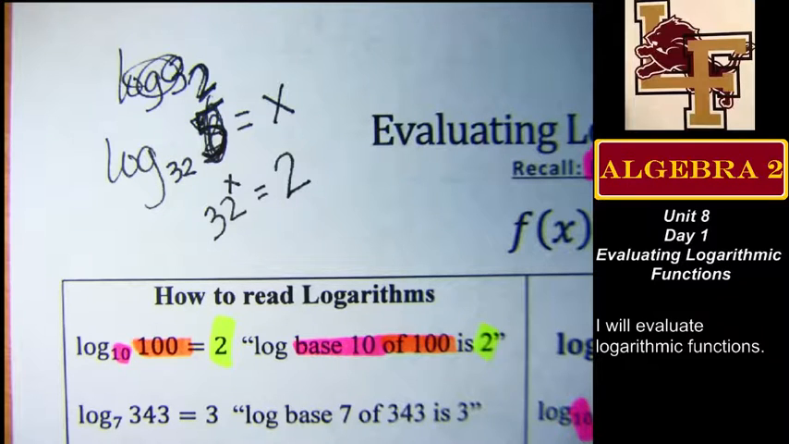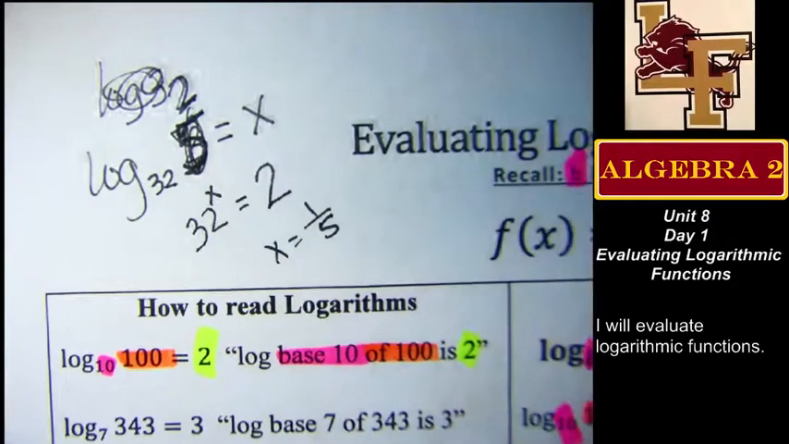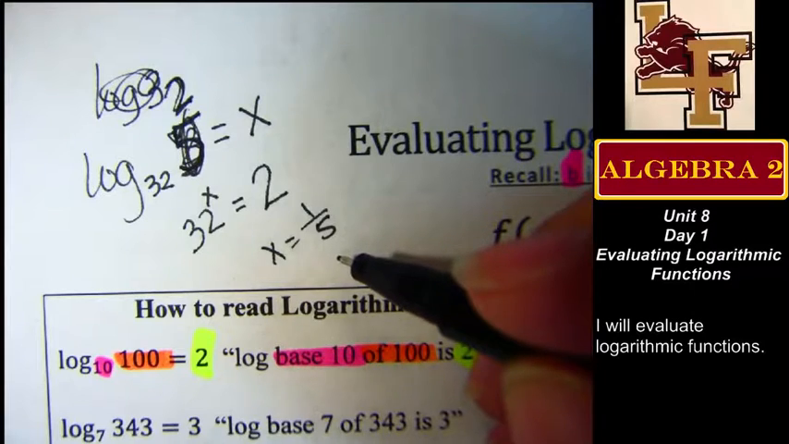So 32 divided by 2 once, 16. 16 divided by 2, 8. 8 divided by 2, 4. 4 divided by 2, 2. 2 divided by 2, 1. I'm at my stopping point. I did 5 divisions. So 1/5. Yes. Because this number is counting how many times you're doing the thing.